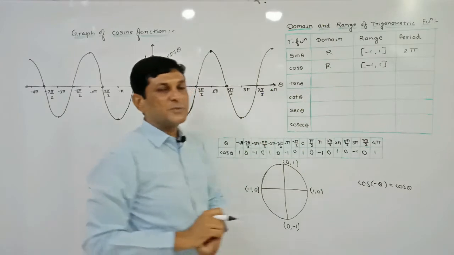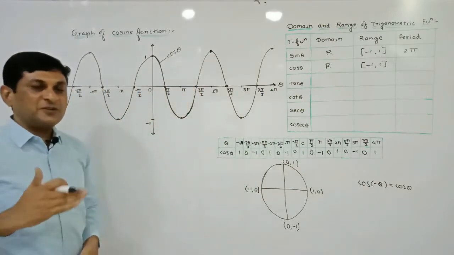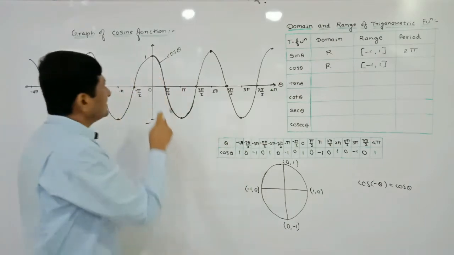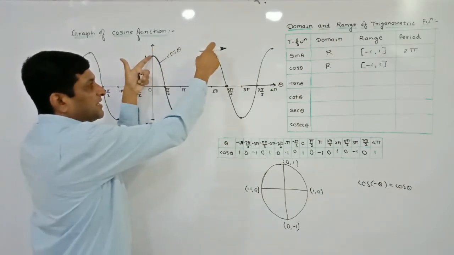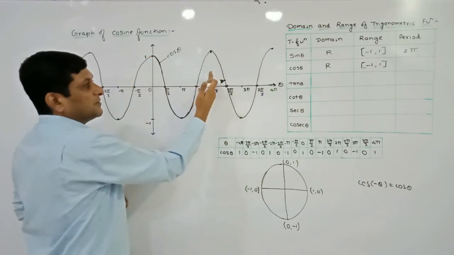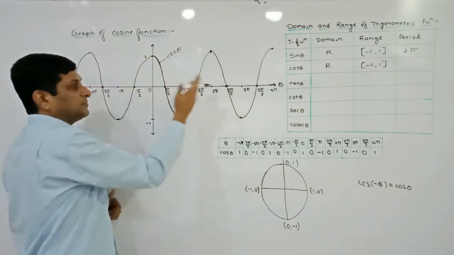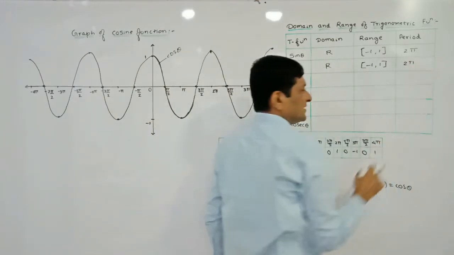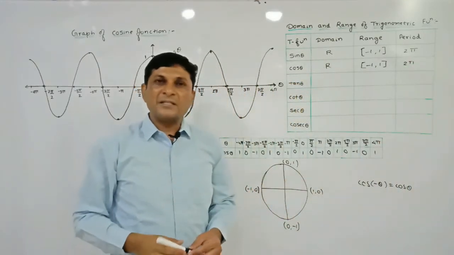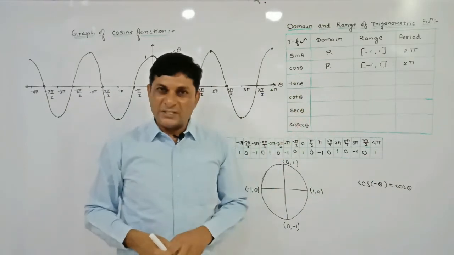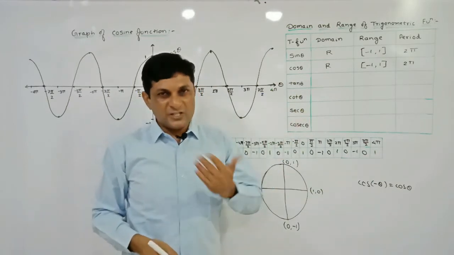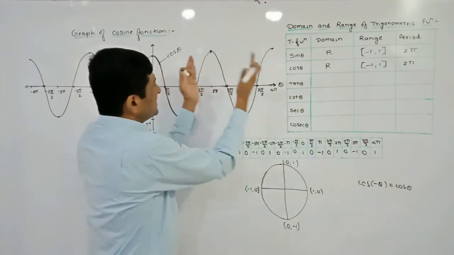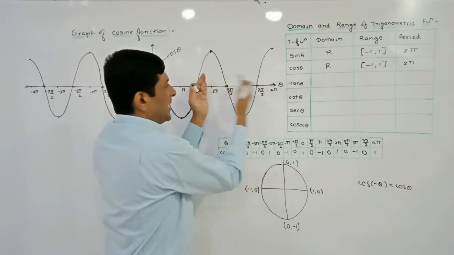And if you observe the period, after what fixed interval the values are repeating? Here the value is 1, and again we get the value 1 at 2 pi. So 2 pi minus 0 is equal to 2 pi. It means that after every 360 degrees the same values are repeating. Here the fixed interval is 2 pi, 360 degrees. So we can say that the function is periodic and its period is 2 pi. Again the same values are repeating in the interval between 2 pi and 4 pi.